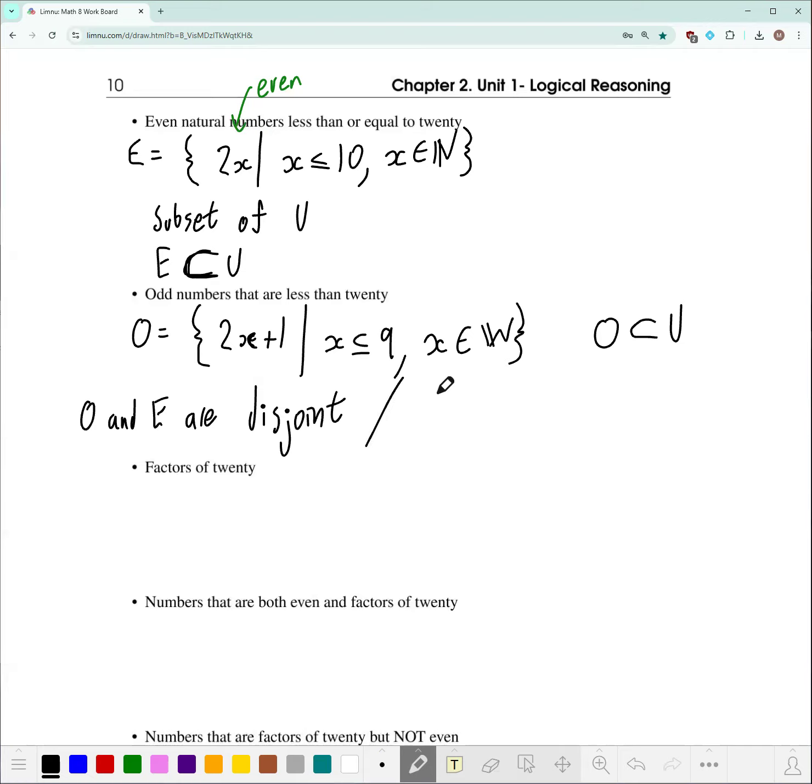The other thing that I can say is that if I have a universal set of numbers and O and E perfectly meld to create that universal set with no overlap, I can say that they are complements of each other. So O and E are complements of each other.